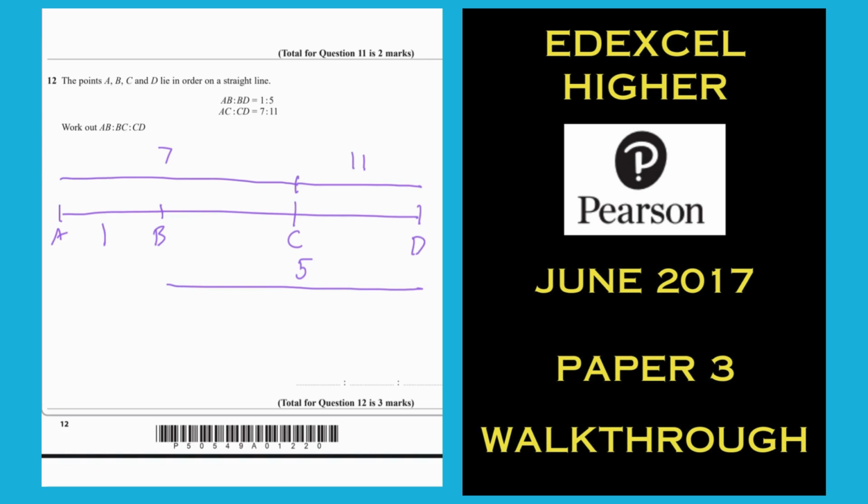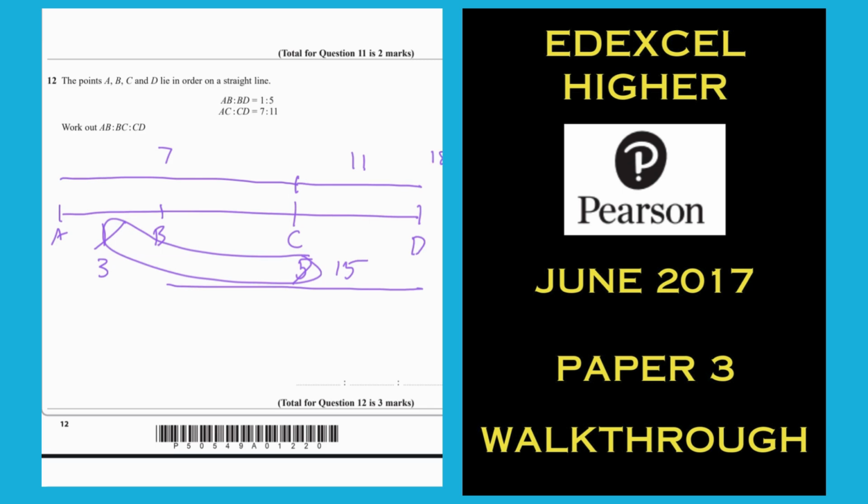So notice the 7 and the 11 mean that A to D is 18. The 1 plus 5 means that A to D is only worth 6. We don't want it to be worth 6. It must be an equivalent amount. So we're going to treble them. So we treble the 1, so A to B becomes 3. We treble the 5, so that B to D becomes 15. So now the entire distance, A to D, is worth 18.